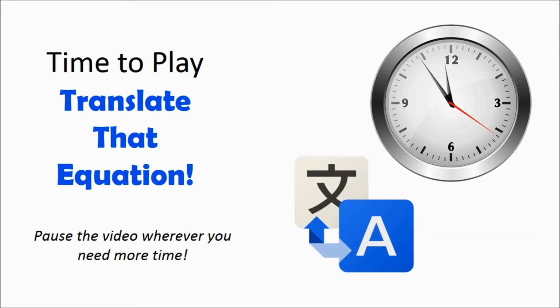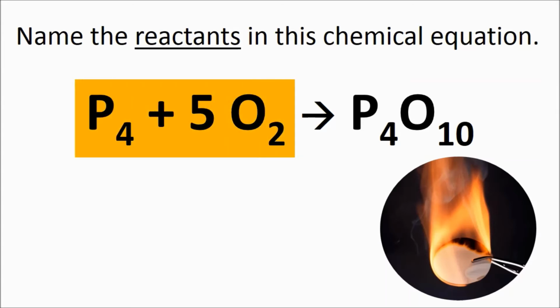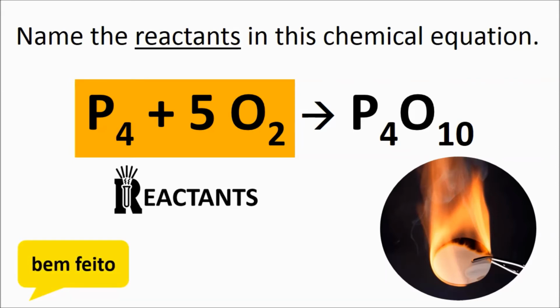Alright, time to test your understanding of chemical equations. Name the reactants in this chemical equation. Remember, these are found on the left side of the equation. If you said P4 and 5O2, you got it. Perfeito.